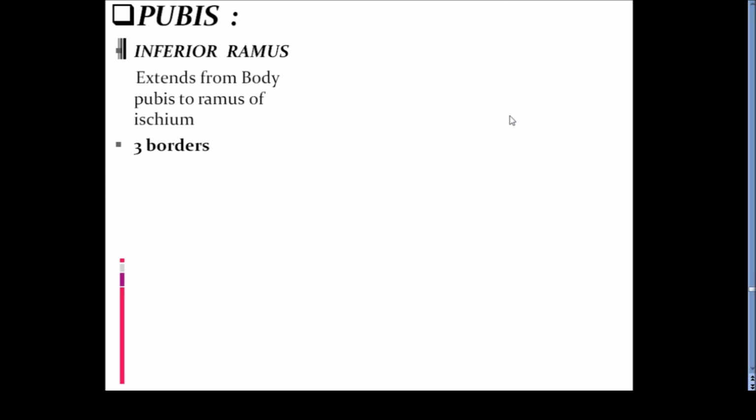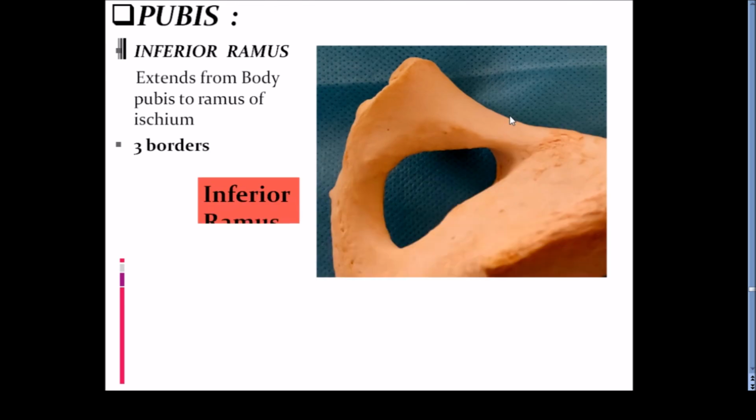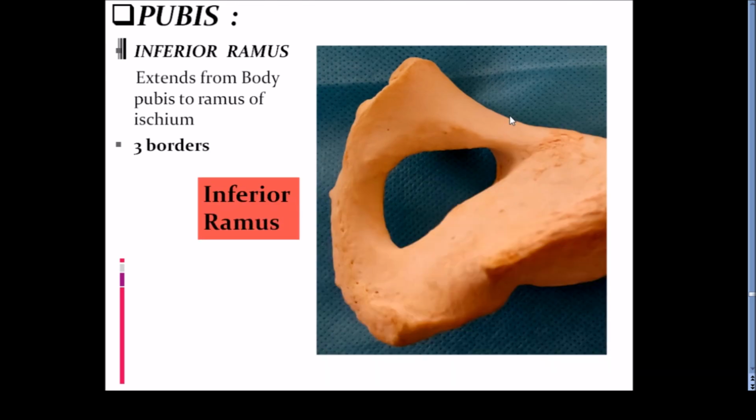Now the third feature of the pubis bone, this is the inferior ramus. So this inferior ramus extends from the body of the pubis. This is the body of the pubis. It extends from the body of the pubis to the ramus of the ischium. This is the ischium bone. So this is the ramus of the ischium. The inferior ramus of the pubis extends from the body of the pubis to the inferior ramus of the ischium bone.